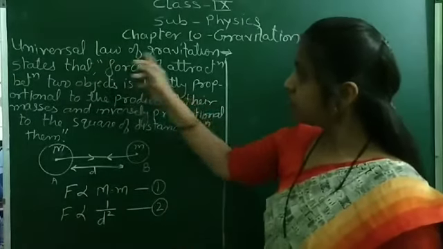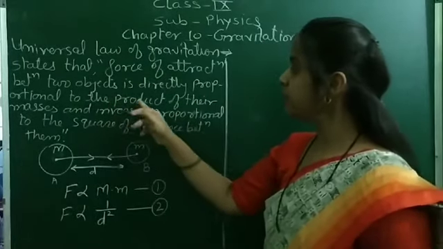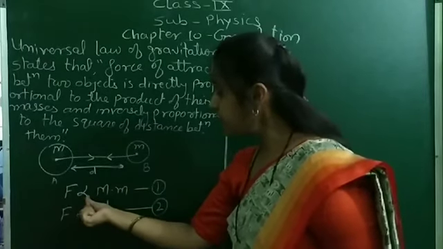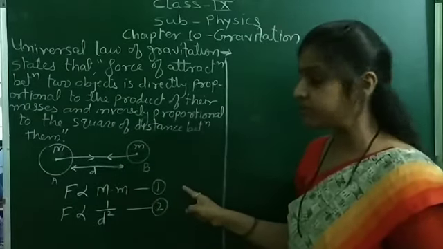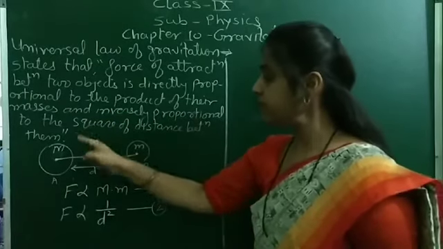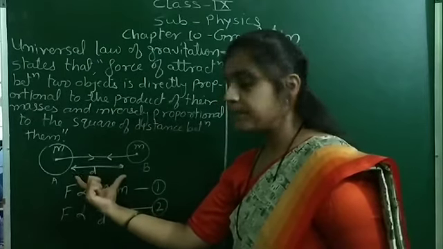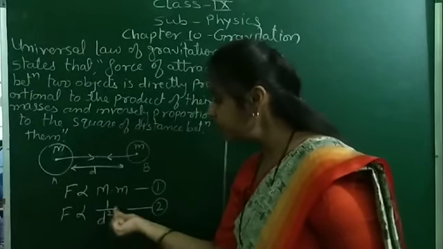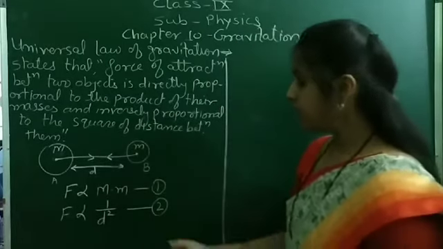Again, what is the universal law of gravitation? The force of attraction between two objects, denoted by F, is directly proportional to the product of their masses, capital M into small m. This is equation 1. And it is inversely proportional to the square of the distance between them. The two objects A and B are separated from each other by distance D. Therefore the force of attraction is inversely proportional to 1 by D square. Now we can combine this.